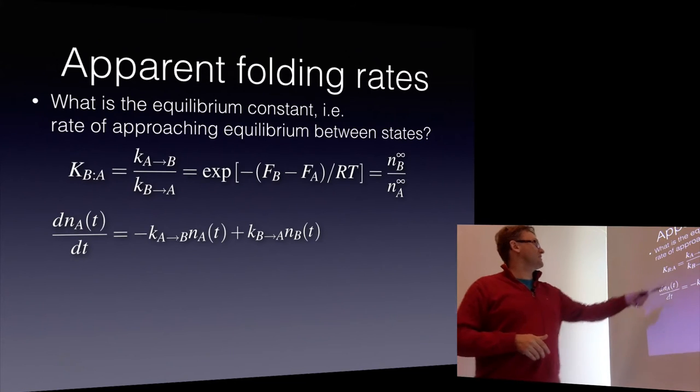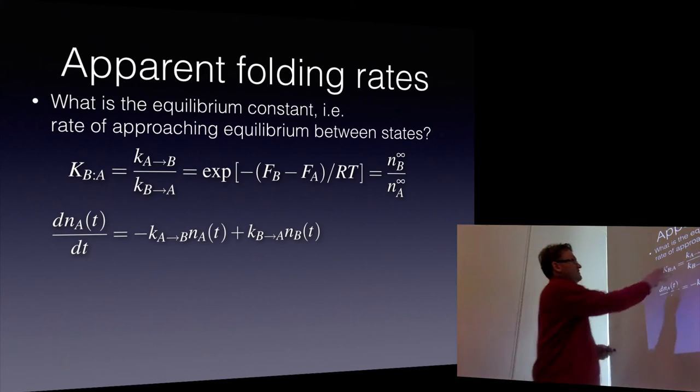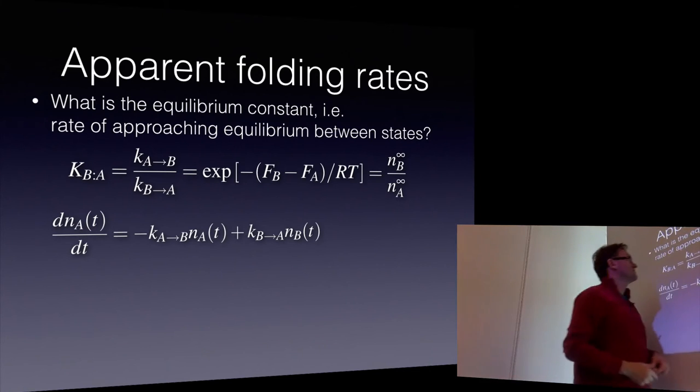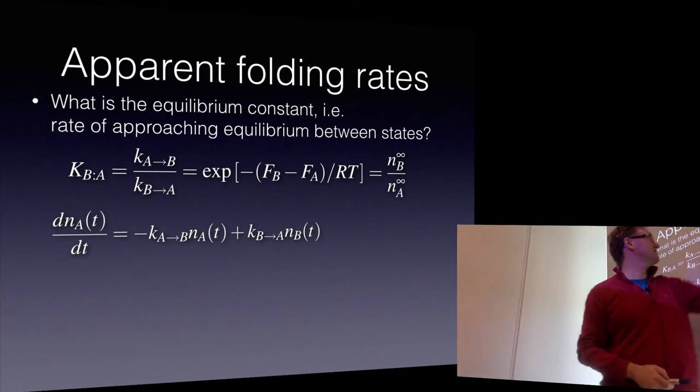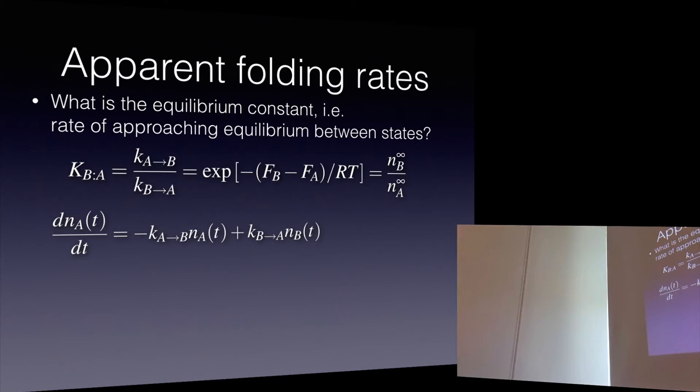We also know, if we use that equation, that the number of molecules in state A at infinite time multiplied by Ka to B is equal to the number of molecules in B at infinite time multiplied by Kb to A. I'm using the fact that that is equal to that. So Ka to B multiplied by NA at infinity is NB at infinity multiplied by Kb to A. And as a special case, I also know that N0 is NA at infinity plus NB at infinity.